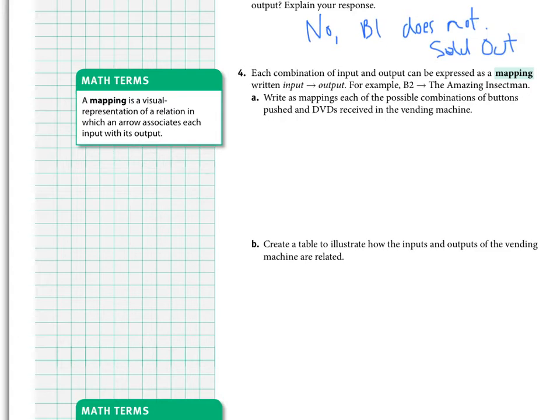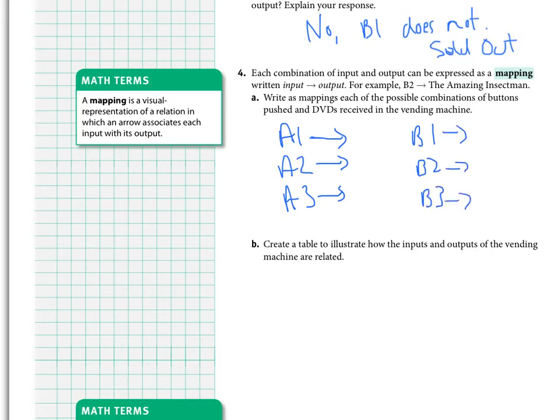I'm not going to go through and write all the combinations, but basically, you're going to start with A1, and you're going to put what you would get for A1. Okay, and then you're going to put A2, draw an arrow. And then you're going to put A3, draw an arrow. And then you're going to put B1, B2, B3, and draw an arrow to whatever it is you get.